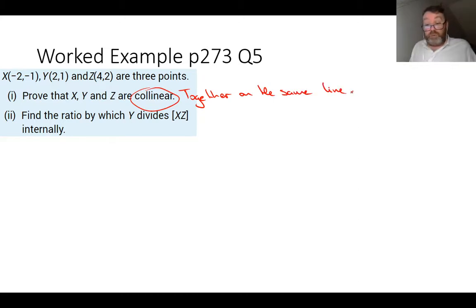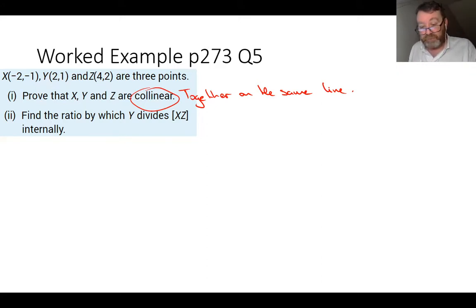Now, there's 2 ways to do this. Okay? First of all, if x, y, and z are collinear, they're going to form a triangle with no area. Just think about that for a moment. If x, y, and z are on the same line, you get, for all intents and purposes, a flat triangle with no area.